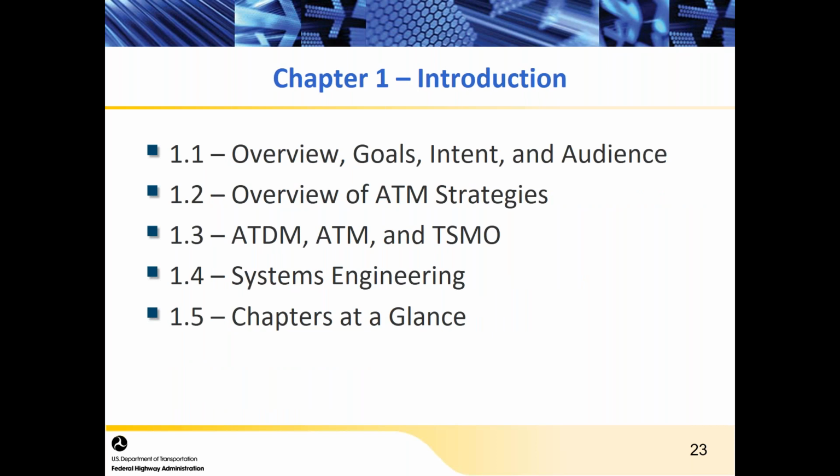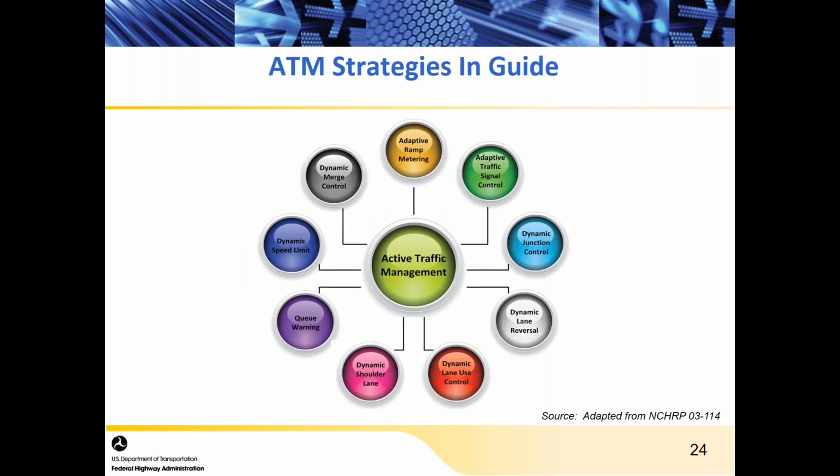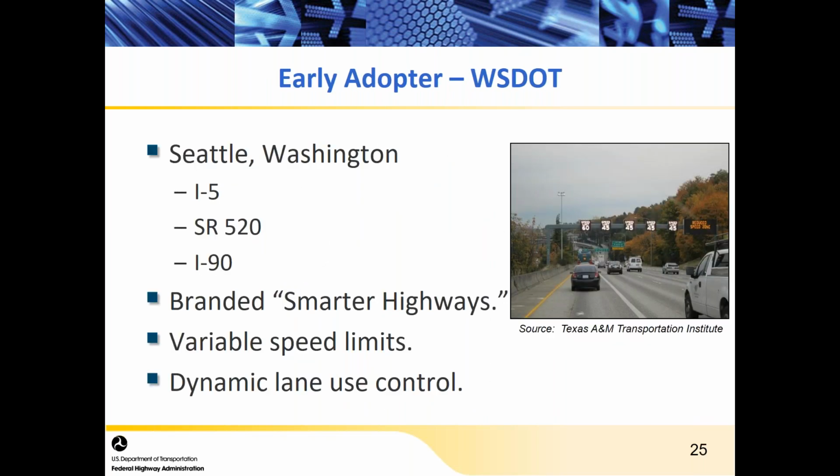So chapter 1 is the introduction. These are the subsections that are included in it, the goals and intent and the audience. And these are the strategies that are incorporated in this document. And they're listed here: adaptive ramp metering, adaptive traffic signal control, dynamic junction control, dynamic lane reversal, dynamic lane use control, dynamic shoulder lane, queue warning, dynamic speed limits, and dynamic merge control. And those all fall under the active traffic management umbrella. And we'll go into a little detail into what's included in all of those.